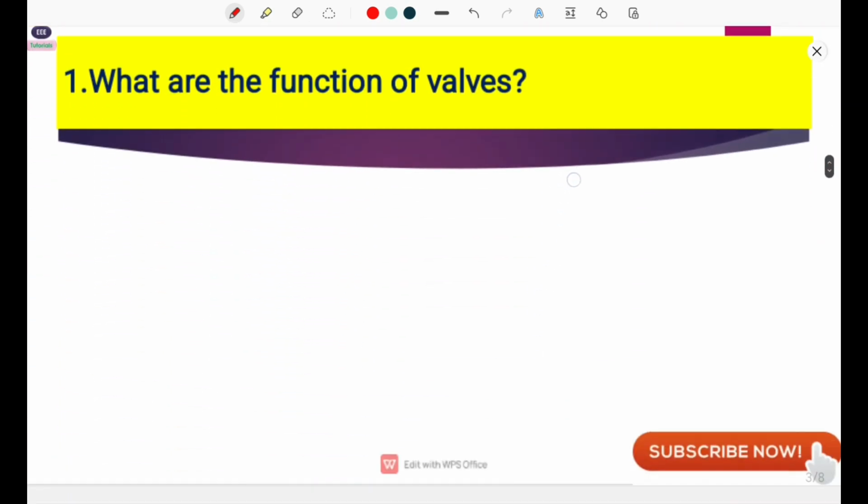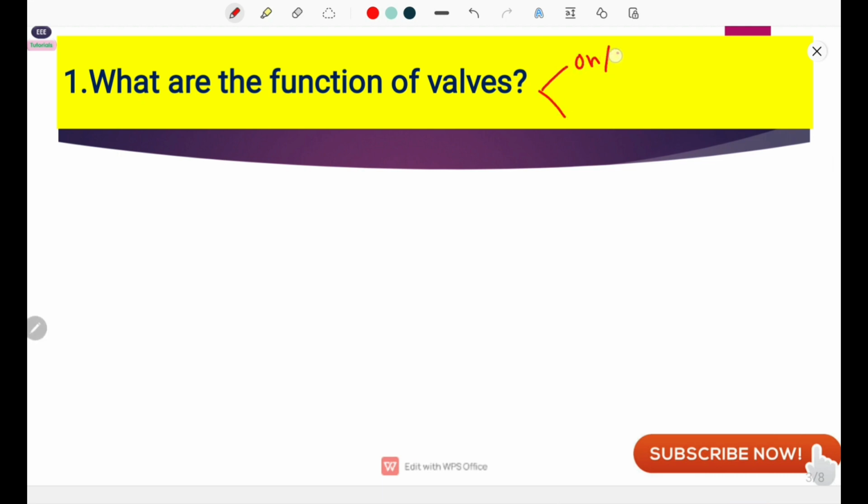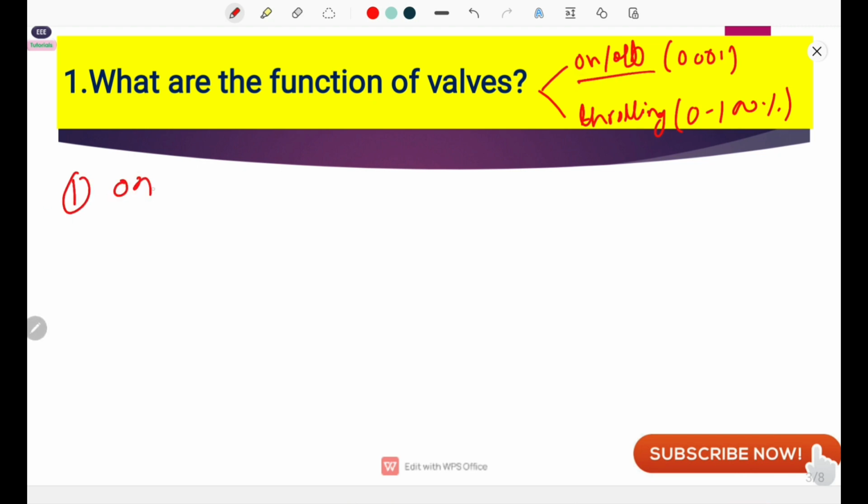So now the first question is, what are the function of the valves? So generally two types of valves are used in any industry: on off, means 0 or 1, and throttling, means it can operate 0 to 100% in any position. So generally two types of valves are used. First we will talk about the function of the on off valve.